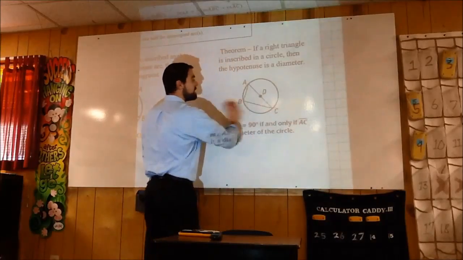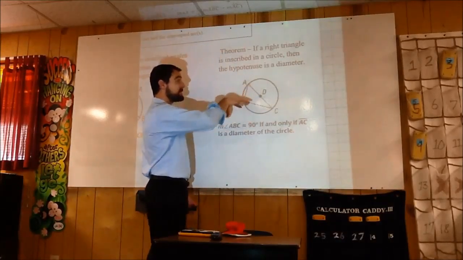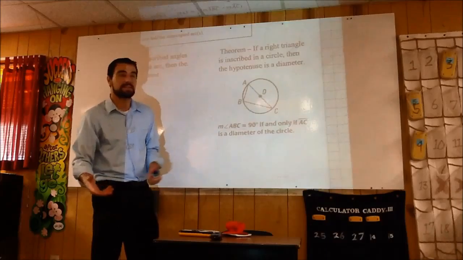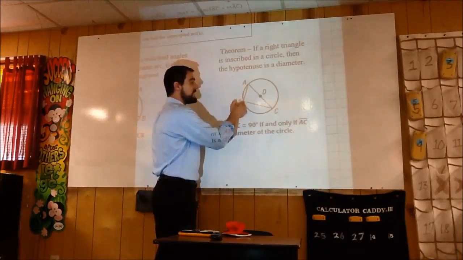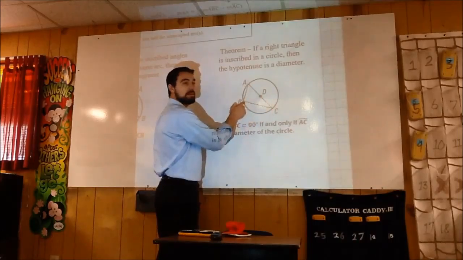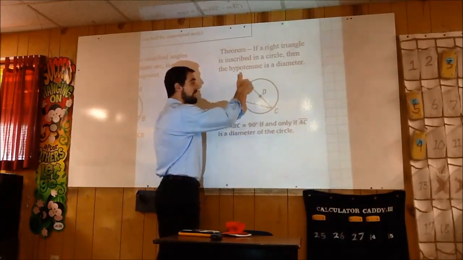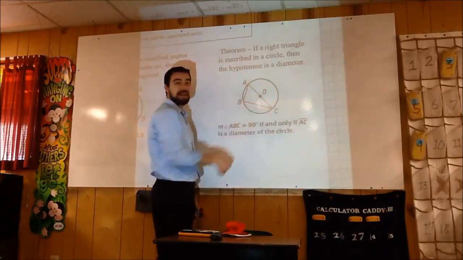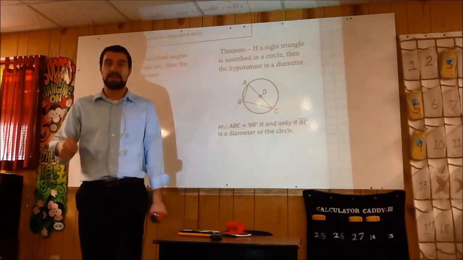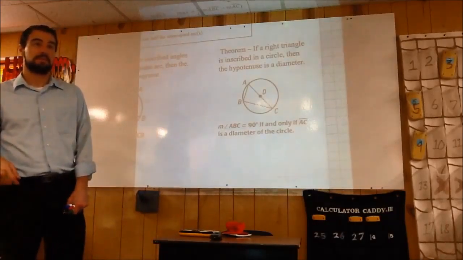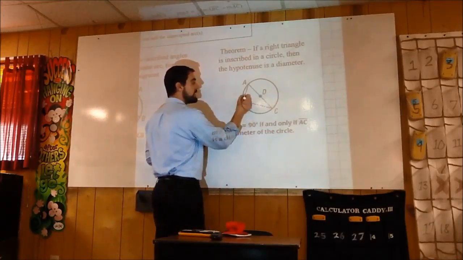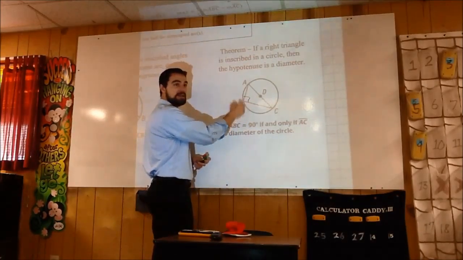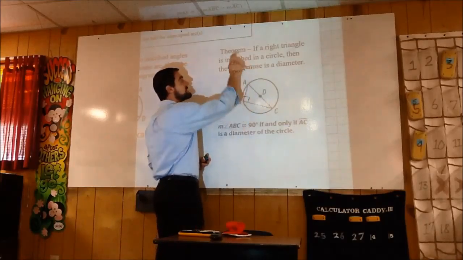But there's also a converse to it, and this diagram is actually the converse of what is written here. So this says, if you have an inscribed triangle, and you know that one of your side lengths is a diameter, then you can conclude that it's a right triangle. So this is actually a diagram of the converse of this.